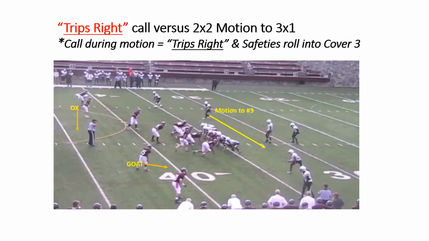So this is just a trips right now with motion. They're in a 2-by-2 set out of the 1-back. They motion across the 3-by-1. You can see it easily now. The goat becomes the force and the ox becomes the deep middle player.